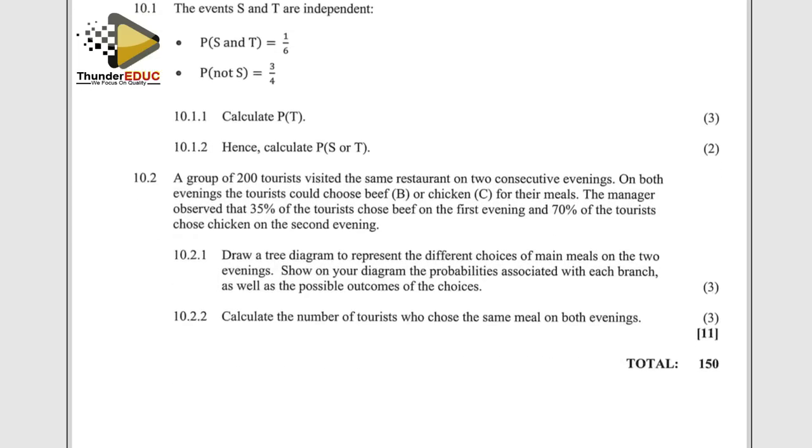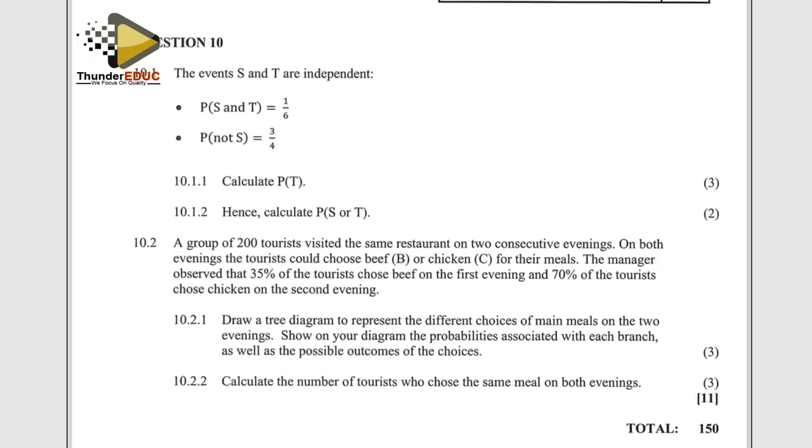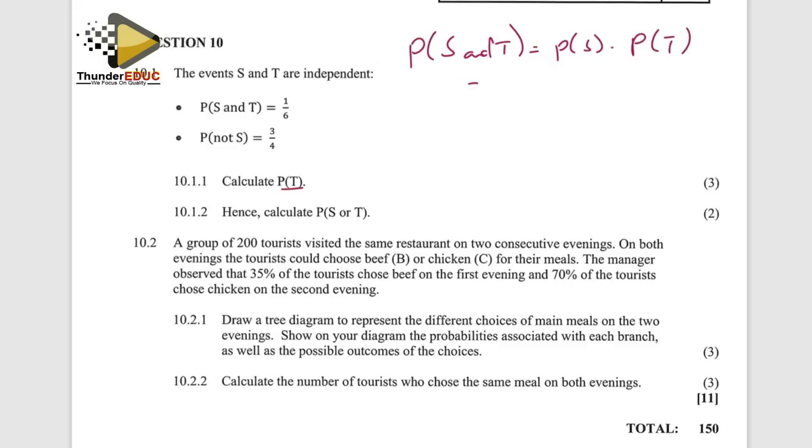Number 10, last question with probability, are telling us that events S and T are independent. So we know that with independent events, the product of the events must give us the intersection. They want us to get T. So we know that P(S and T) must be the same as P(S) multiplied by P(T). For us to get P(T), do we know the P(S)? We don't know. We also need to get the P(S).